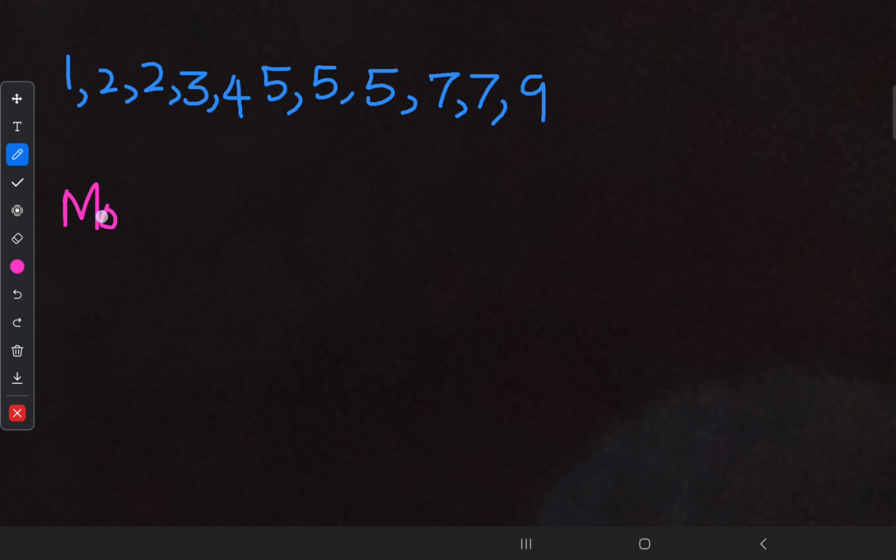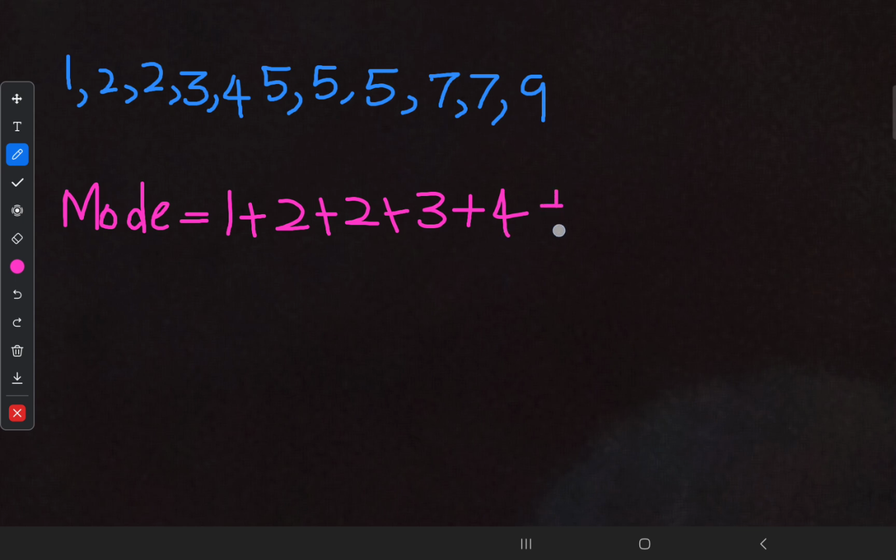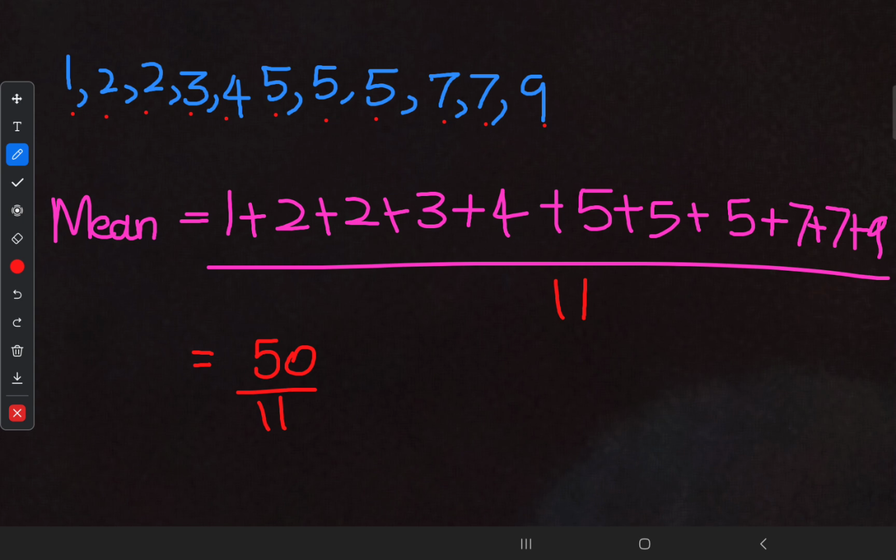To find the mean, we have to add up all the data. That means 1 plus 2 plus 2 plus 3 plus 4 plus 5, and so on. This is 50, which should be divided by 11. Let's divide 50 by 11. So 4 11s are 44, remainder 6.